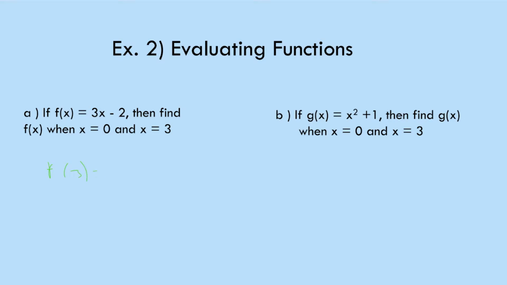What does this represent? That means I'm plugging 3 into my f, and it's going to be 3 times 3 minus 2. 3 times 3 is 9. 9 minus 2 is equal to 7. So how do I write my final answer? I write it like this: when I plugged in 3 into f, I got 7. So if I were to write that as a coordinate, what would it be? It would be 3 comma 7. And these are the different ways of writing your answer.